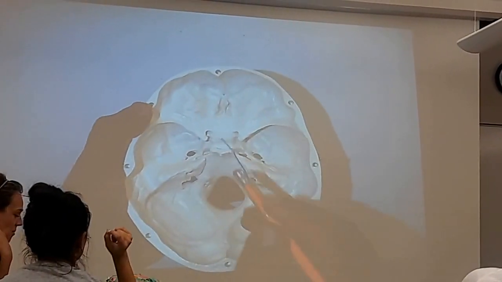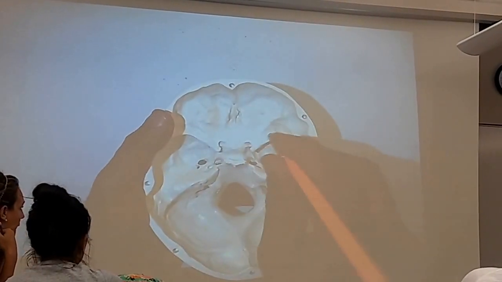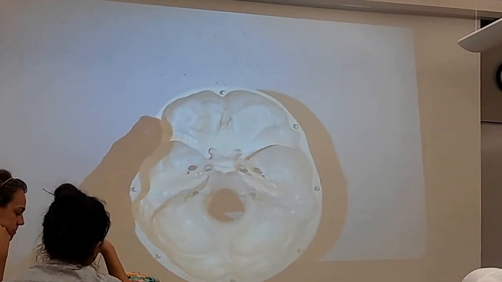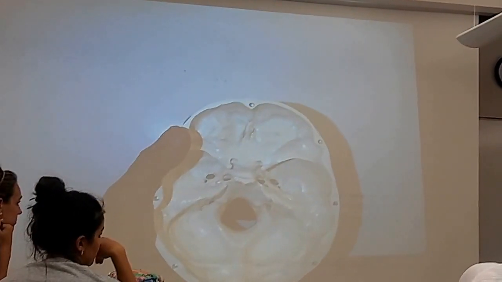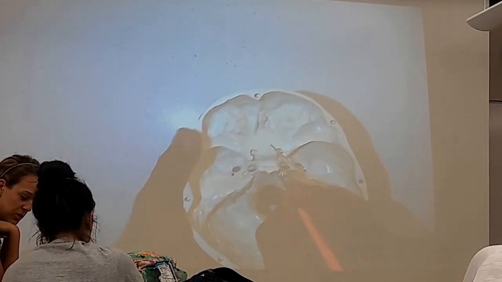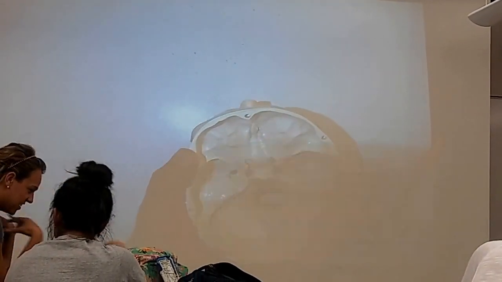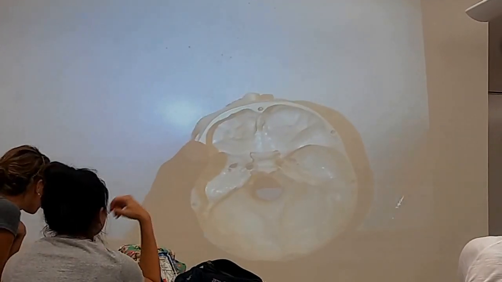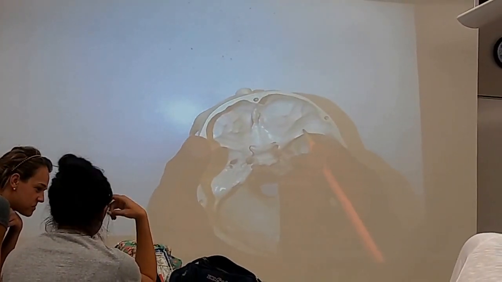Structures worth mentioning here: this is still part of the frontal bone. Remember how the frontal bone turned backwards to make the roof of your orbit? This is the frontal bone here. But it ends, which you can't see here, it ends, I'm going to draw the line, somewhere like this.